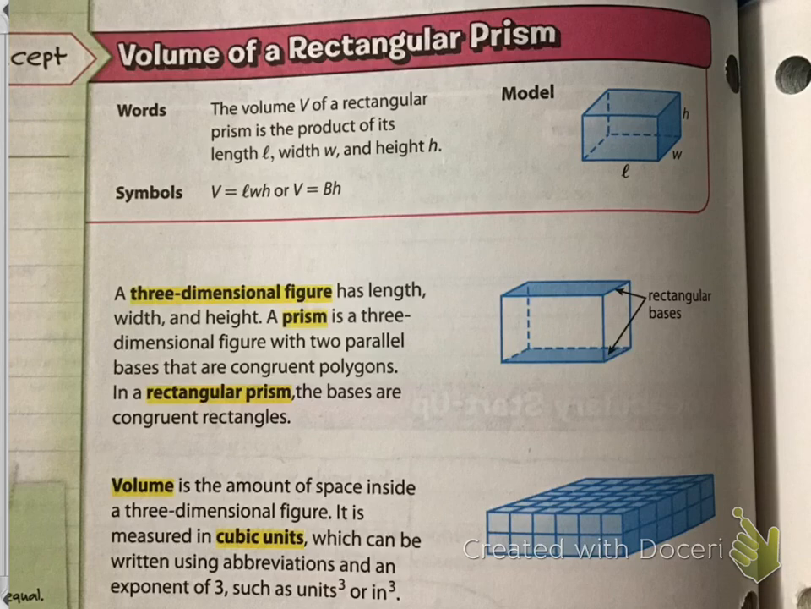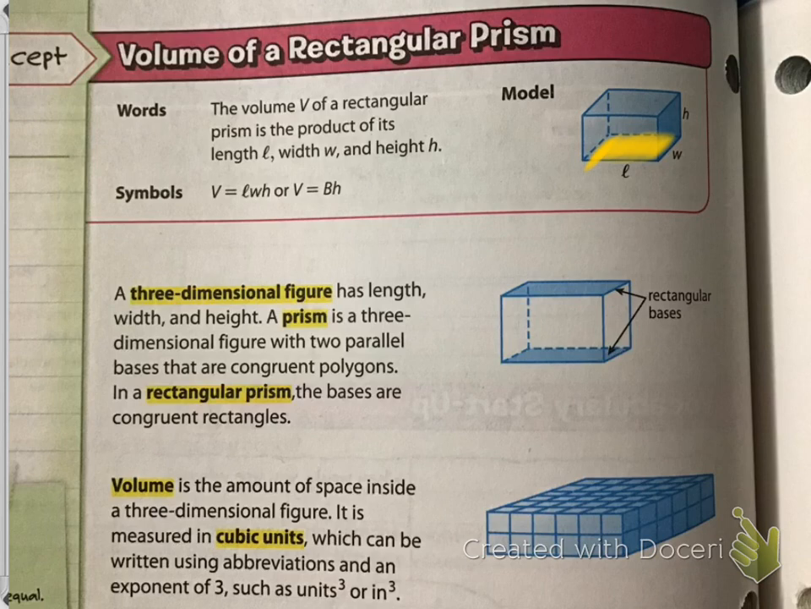So the volume V of a rectangular prism is produced as a product of its length L, width W, and height H. So we could also write down this important part I want to point out. It's the same exact thing as base times height. Because once we find this bottom base portion, we just count how many times it goes up.